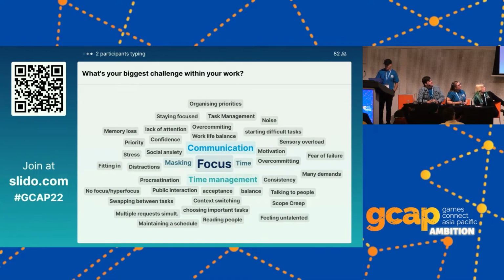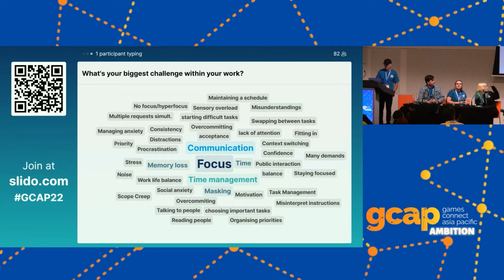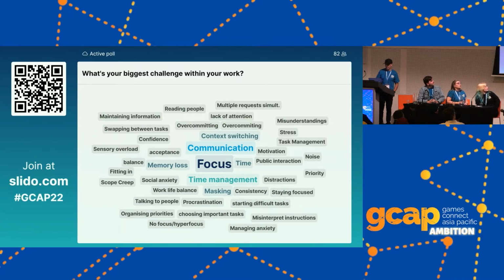I relate to all of these. Focus, hyperfocus. Yeah, there is no in between. And the other thing is that it's not something that we have any control over. No. And that's very frustrating. There's a lot of frustration that we deal with.